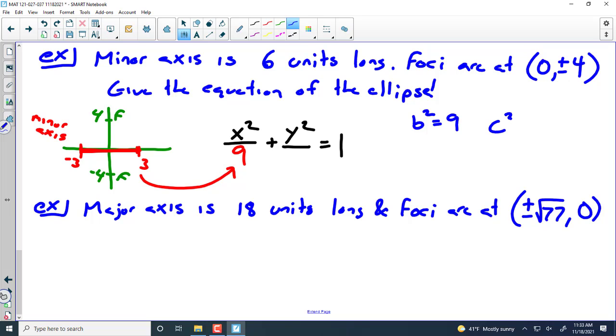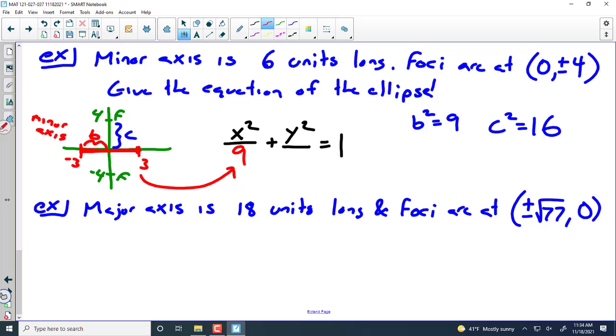I know that c squared is what, class? Anyone know what c squared is? 16. It's 16, because this distance right here to the focus is c, so therefore c squared is 16. This distance right here to an endpoint of the minor axis is b. Does everyone see how I know that's c and c squared? Because c is always associated with how far the foci are. Everyone cool with that? And b is always associated with how far it is to the endpoint of the minor axis.